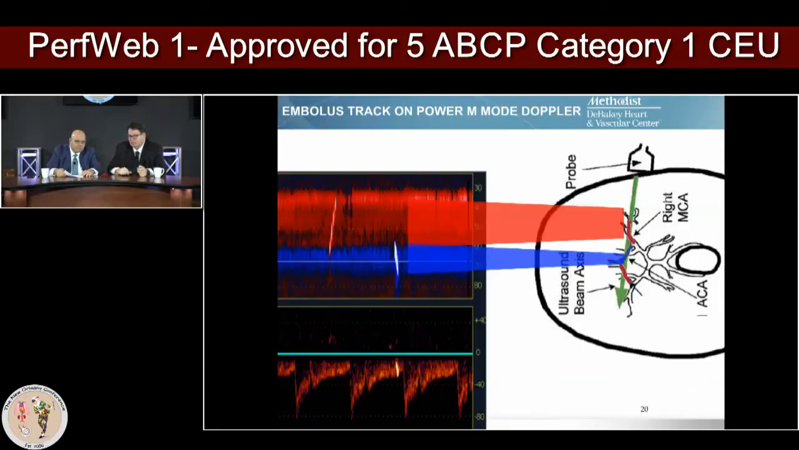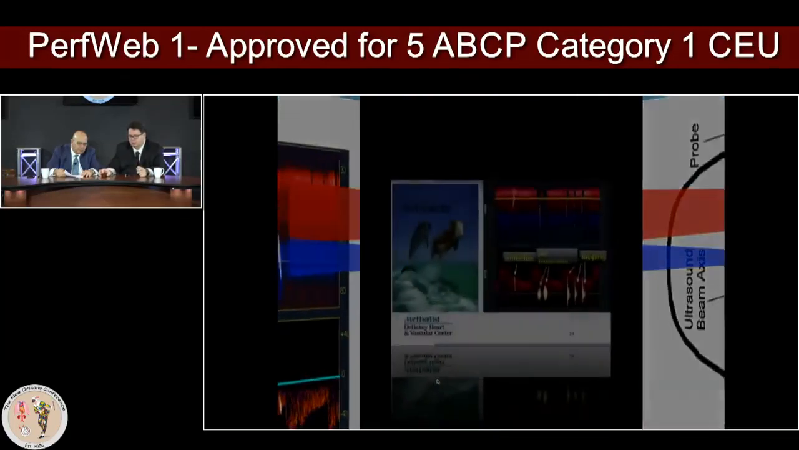and investigate how we can make it better. And this is just one more example of how the embolus looks like. And this is running in the middle cerebral artery, the red signal. The blue signal is in the ACA, and this is how we're able to see them.